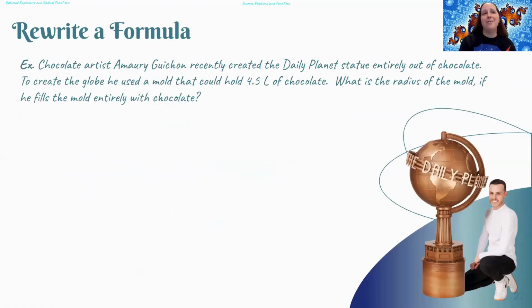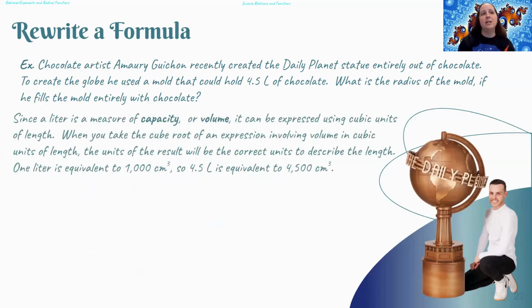Since a liter is a measure of capacity or volume, it can be expressed using cubic units of length. When you take the cube root of an expression involving volume in cubic units of length, the units of the result will be the correct units to describe the length. 1 liter is equivalent to 1,000 centimeters cubed. So 4.5 liters is equivalent to 4,500 centimeters cubed.